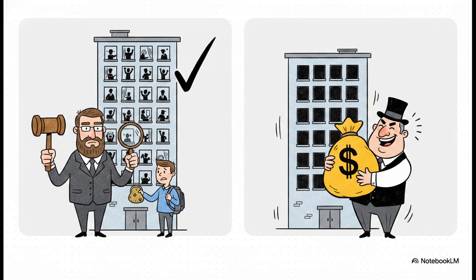Now, an ordinary monopolist, on the other hand, is forced to charge everyone the exact same price. To maximize their total revenue, they might actually set the price so high that several apartments purposely sit empty. They're literally artificially restricting the supply just to boost their bottom line.